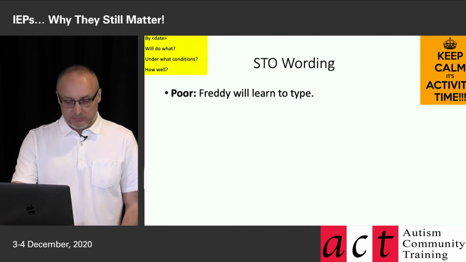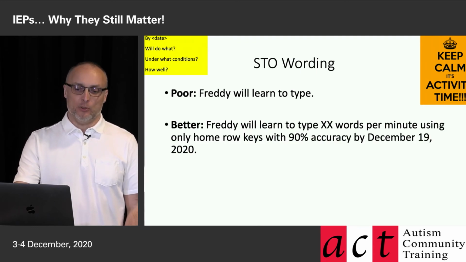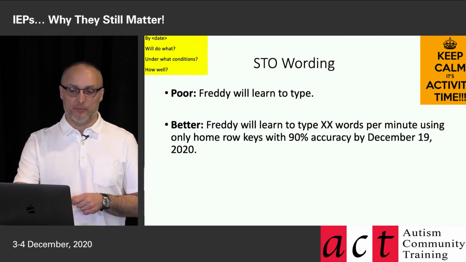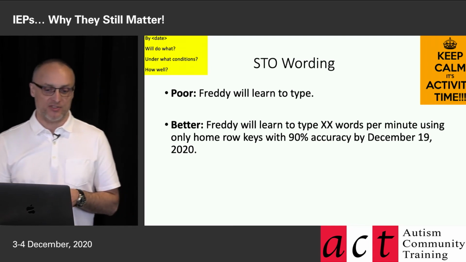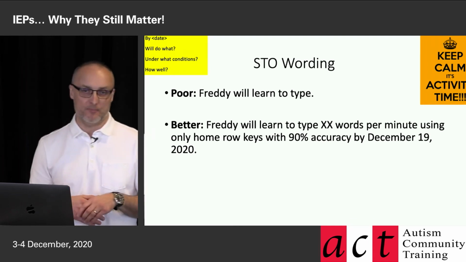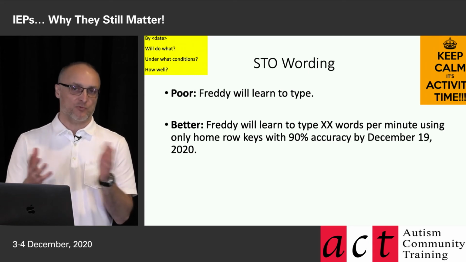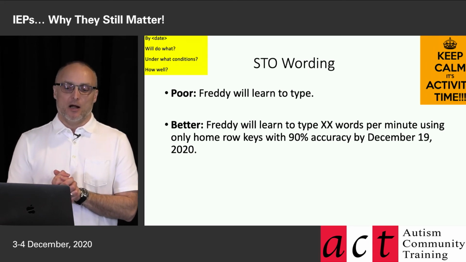Freddie will learn to type. That's a life skill. Freddie will learn to type so many words per minute using only home row keys with 90% accuracy by December 19th, 2020. That's the last day of school before Christmas break 2020.